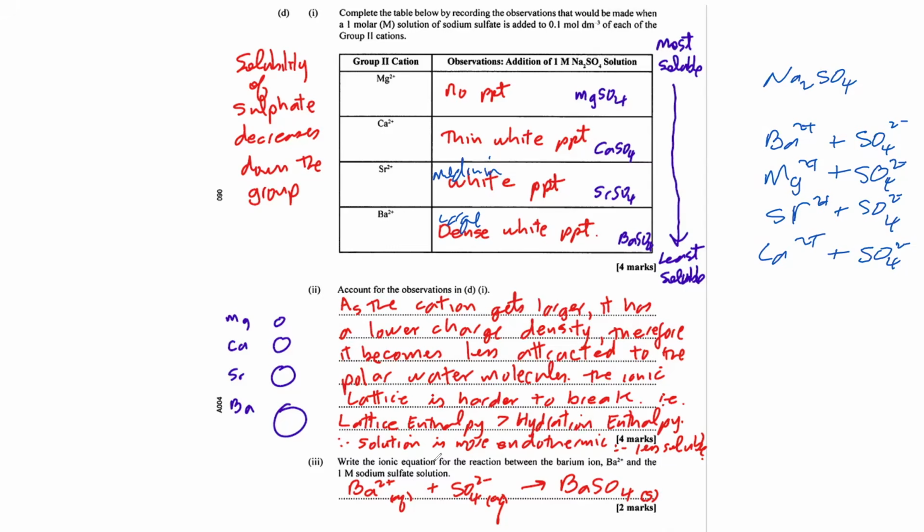Part 3. Write the ionic equation for the reaction between the barium ion Ba2+ and 1 molar sodium sulfate solution. And as you saw the examples up here, you simply write barium 2+ plus SO4 2- to produce BaSO4 solid. And this is a perfect example of how you can test for the presence of barium ions using sulfate ions.